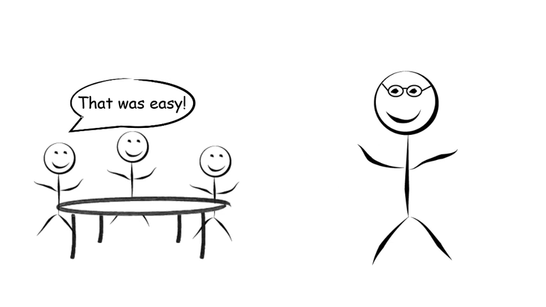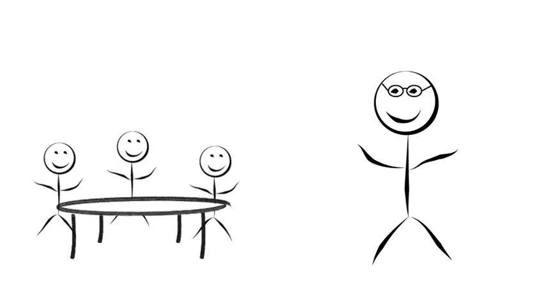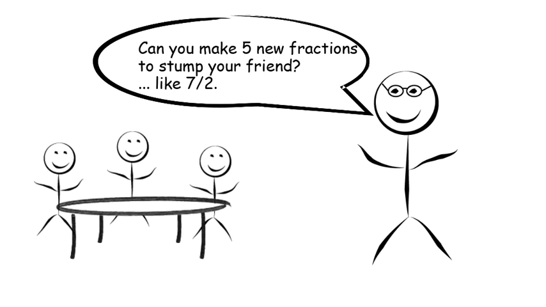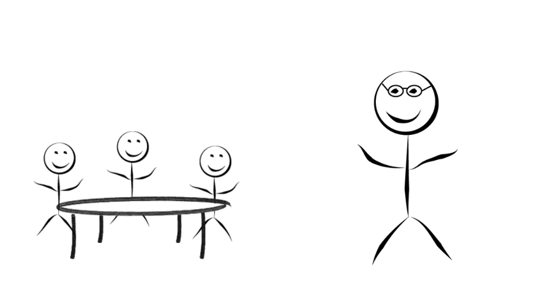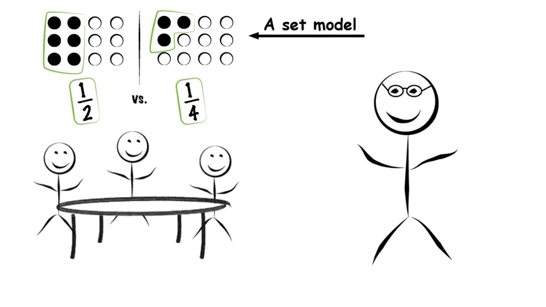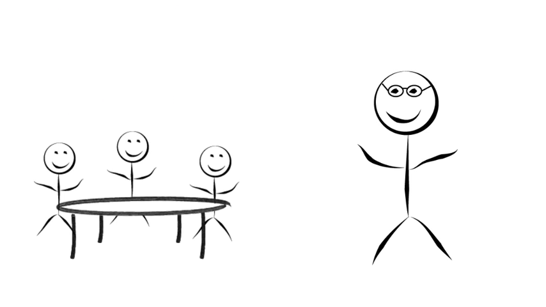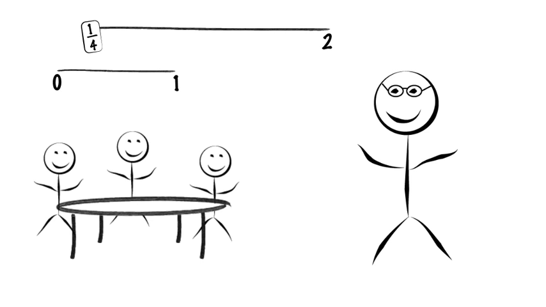Other students may need something more challenging. You can have a variety of questions ready for those students. Can you make 5 new fractions that would stump your friend, like 7/2? Or, explain your method to someone else. You could ask them to use a different representation, like a circle or set model. You could even ask them to place the fractions from this task on a different number line, one that goes from, say, 1/4 to 2. These challenges will help you to see how advanced their thinking is about the placement of fractions.